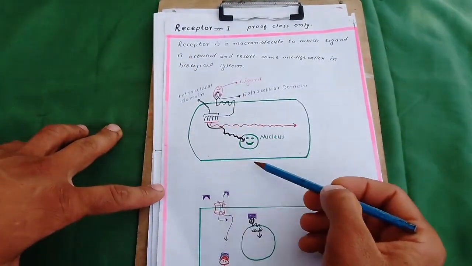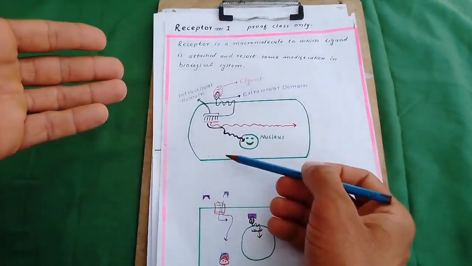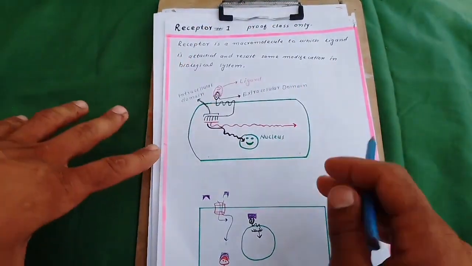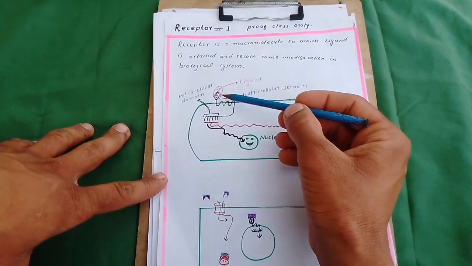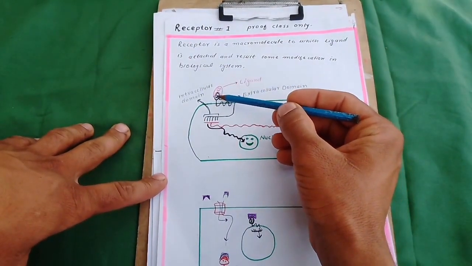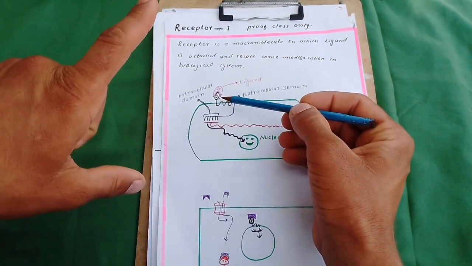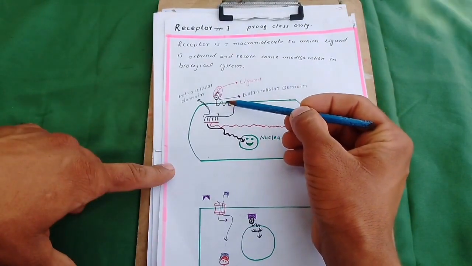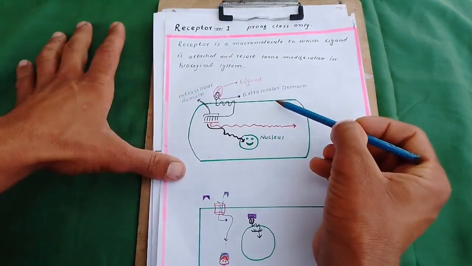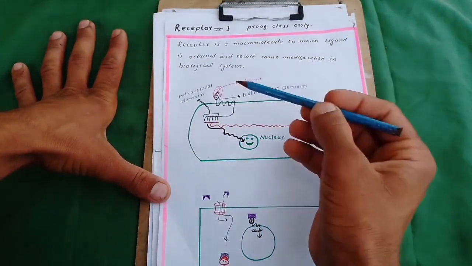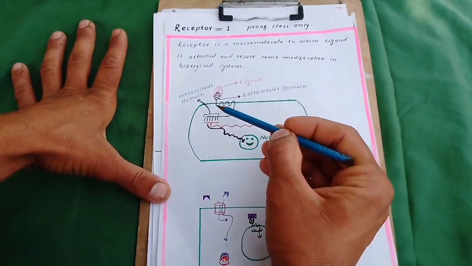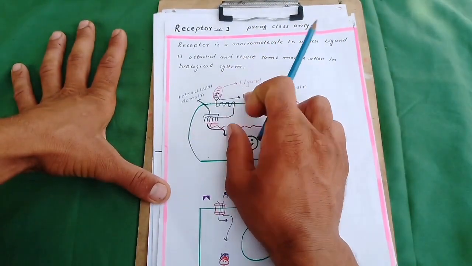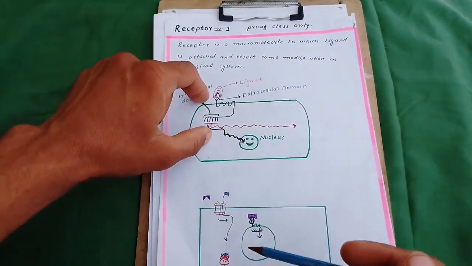Suppose this is a cell, or this is a nerve ending. Suppose this is a whole cell, not a nerve ending. The cell consists of a receptor, suppose this is a 7-pass receptor. 7-pass receptors are those receptors which pass through the cell membrane 7 times: 1, 2, 3, 4, 5, 6, 7. So this receptor is present in the cell membrane of the cell. This is the extracellular domain and this is the intracellular domain. This is the general view of the receptor. This is not an example of any specific type of receptor but a general view.